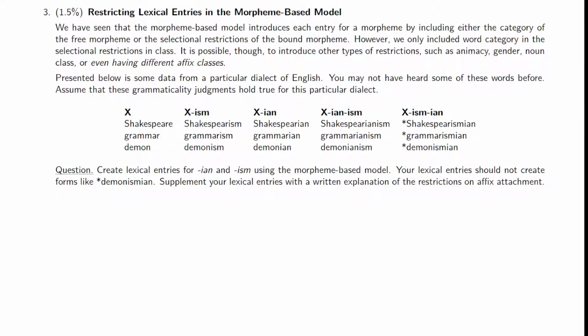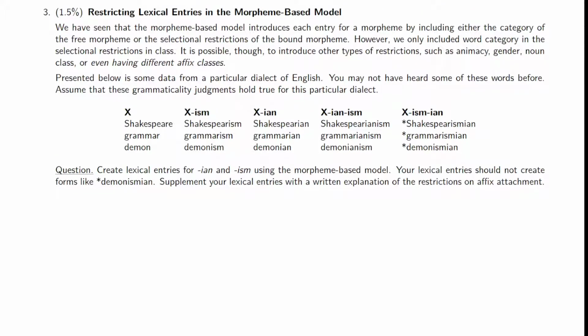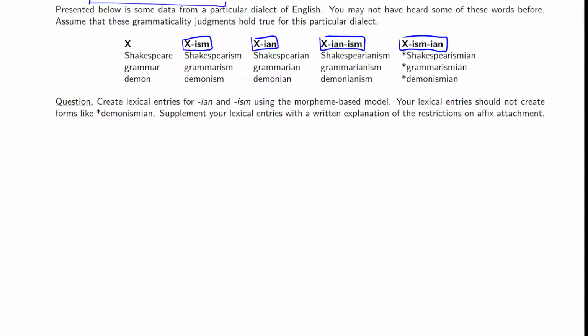Now the third question asks you to look at this data set and create -ian and -ism lexical entries to describe this data. And I give a hint here by italicizing that maybe these affixes behave differently, like they belong in different classes, and that's related. And I also put these little templates for the morphemes up top as another hint. So let's just start with making lexical entries for -ian and -ism without worrying about any order. So we have one suffix.